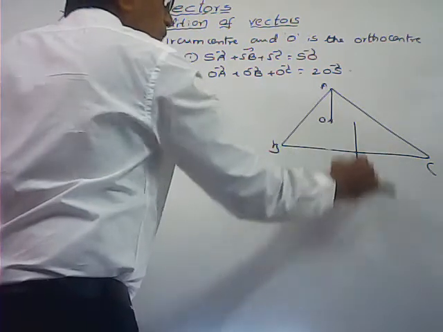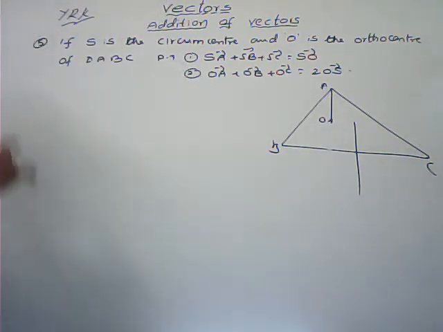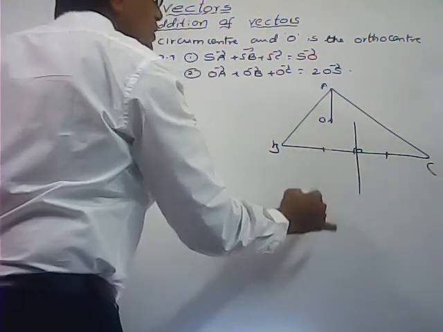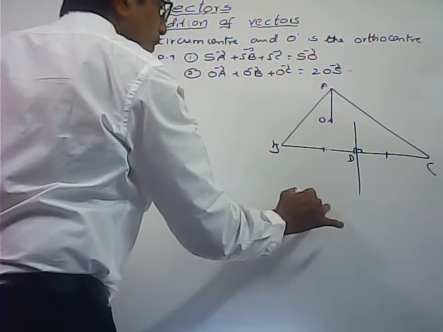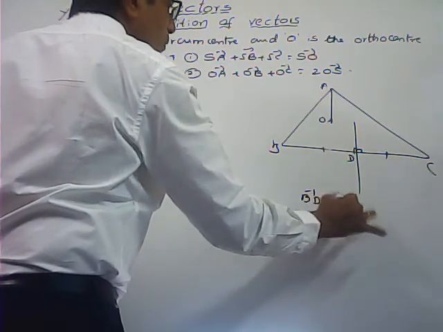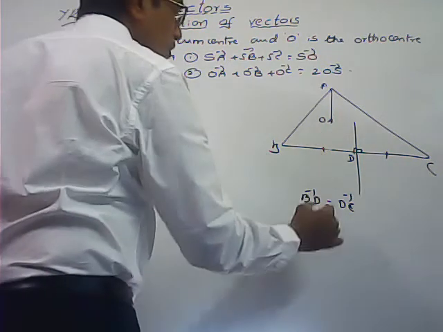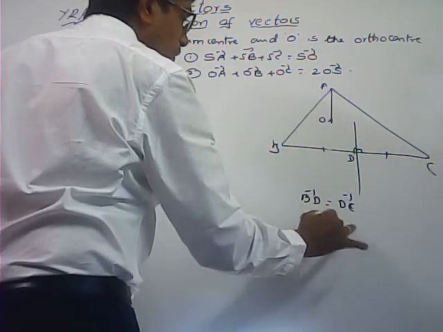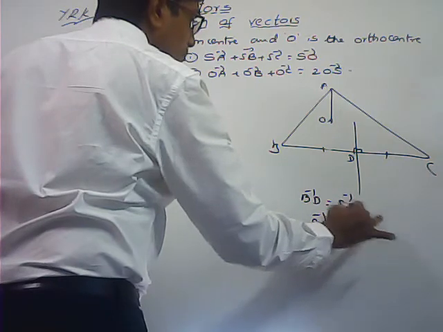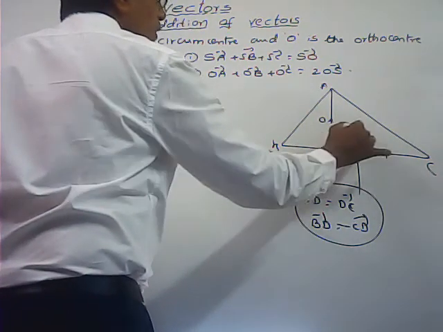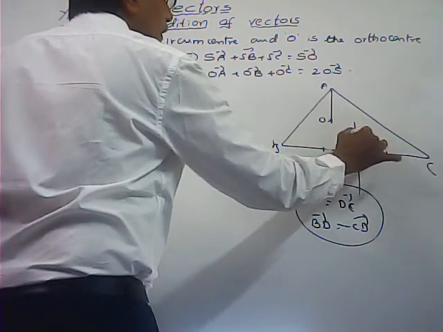And the circumcenter is the point of intersection of the perpendicular bisectors, perpendicular and bisecting. So here, if I take D, BD bar is equal to DC bar. Here D is the midpoint, on the perpendicular bisector also, bisecting the side BC. So here we can write BD bar is equal to minus CD bar also. And here the circumcenter lies on this perpendicular bisector. Here I am taking this one, yes.